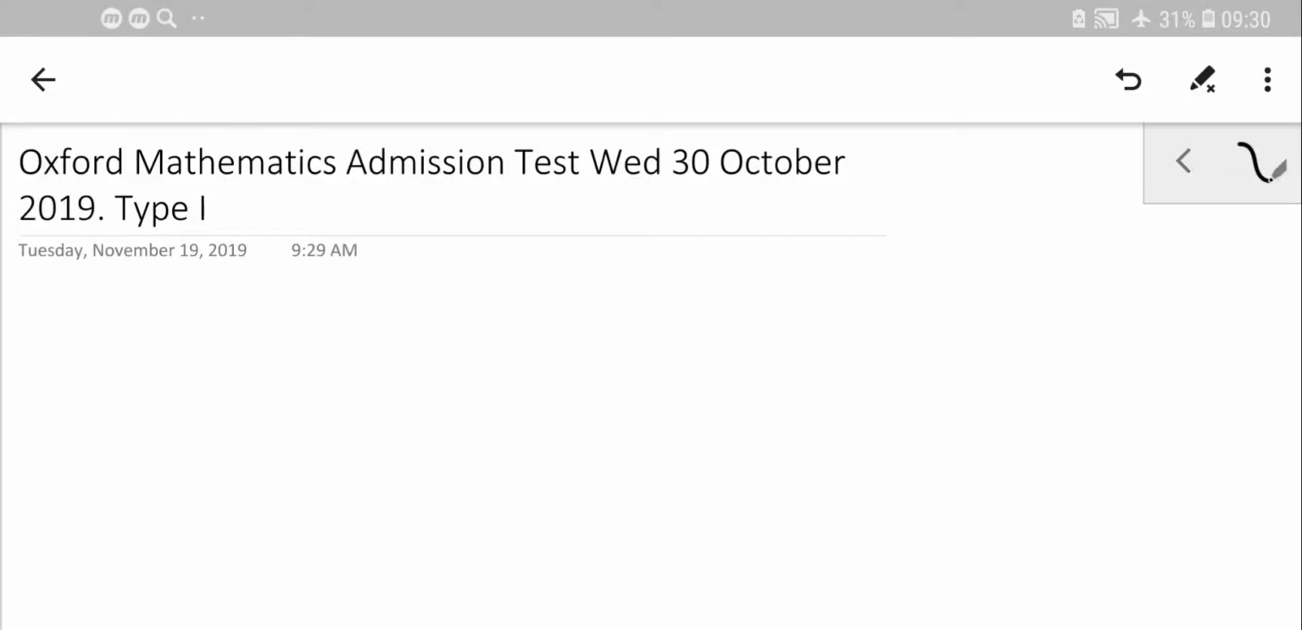Hey, we discovered an Oxford Mathematics Admission Test as per 30th of October 2019. So today we're going to consider type I question and what we have here.